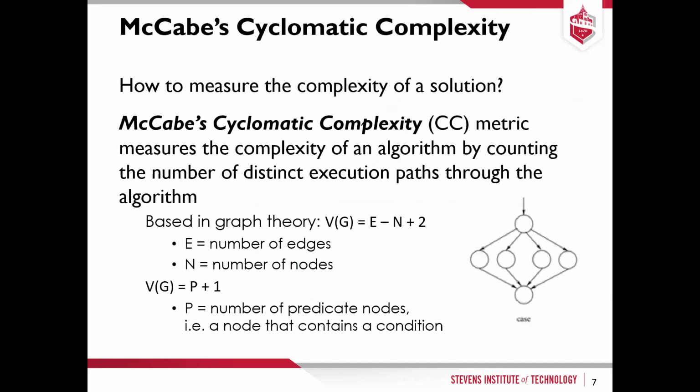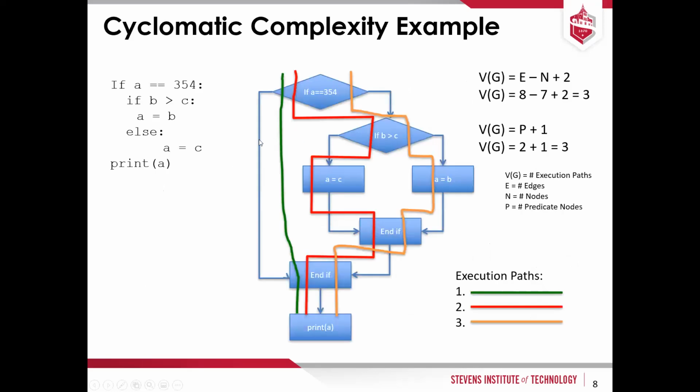Based on graph theory, the complexity of the system can be calculated based on 2 different models. One, the number of edges, which is 8, minus the number of nodes, which is 7, plus 2. So 8 minus 7 plus 2 would give me 3. That means I have 3 different paths that I may take, which is correct.